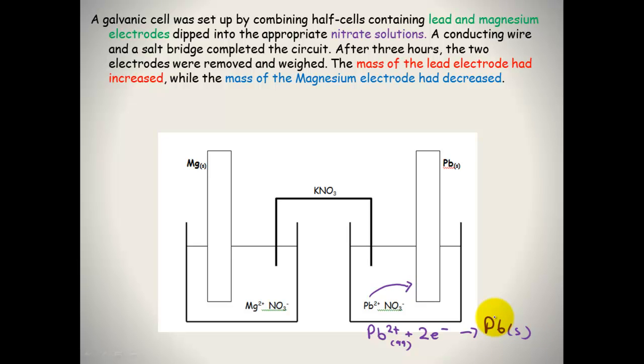So what's happening on the other side? The magnesium electrode mass had decreased. We've got magnesium solid becomes Mg2+ plus 2 electrons. So what's happening here? The Mg2+ is going out of the electrode, and the electrons being produced are heading in this direction.